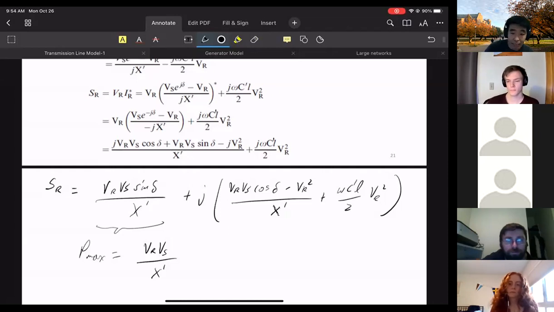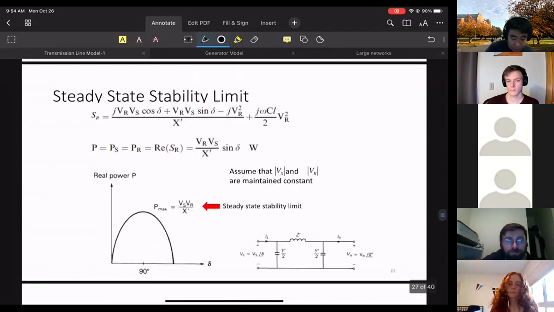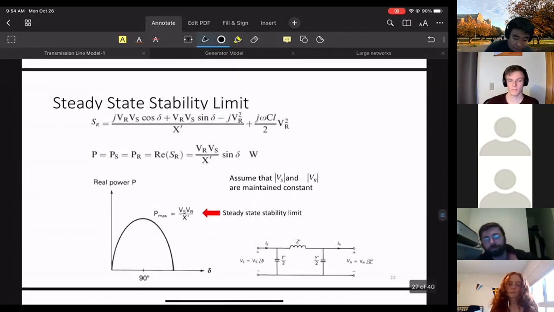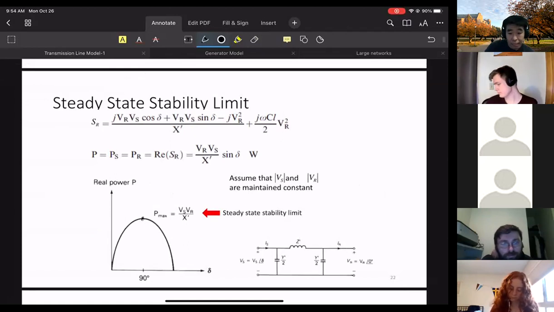And if you look at the plot, basically this is the real power we have. And there's a peak. This denotes the maximum amount of real power you can send. And this is called the stability limit. And this is called the steady state stability limit.